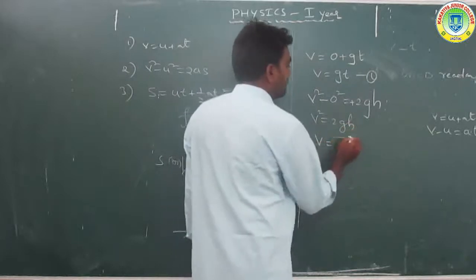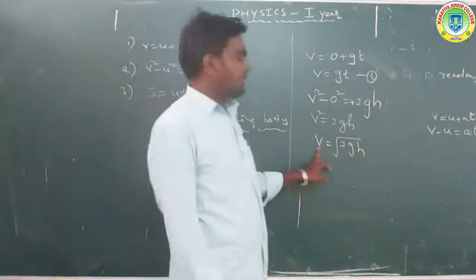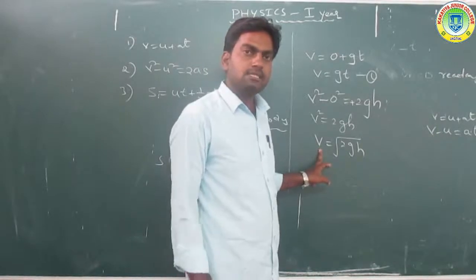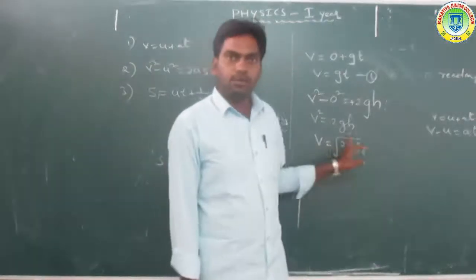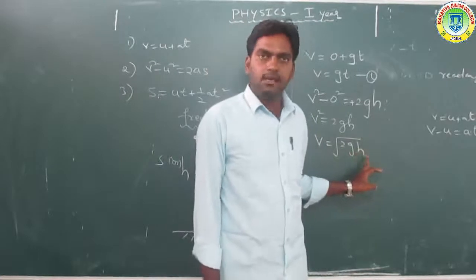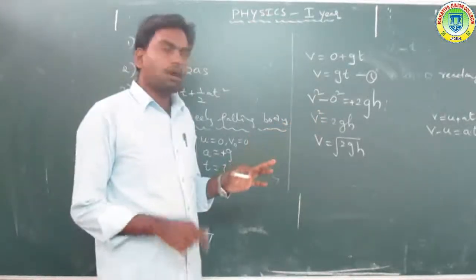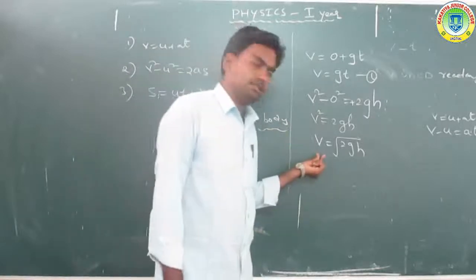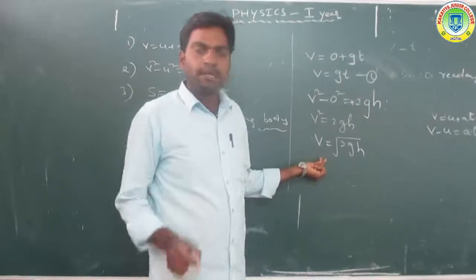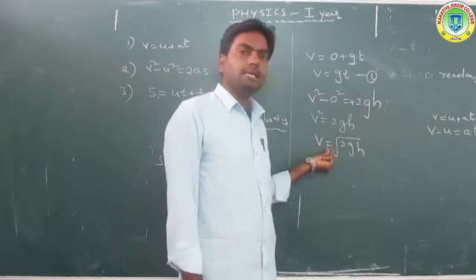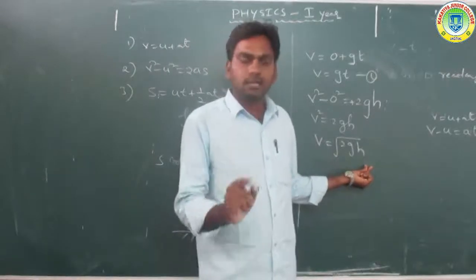So v is equal to under root of 2gh, where v is the final velocity of any free falling body. By using this formula, for example, when a chalk piece is released to reach the ground, we can find the final velocity of any free falling body. v is equal to under root of 2gh, where h is the height above the surface of the earth.